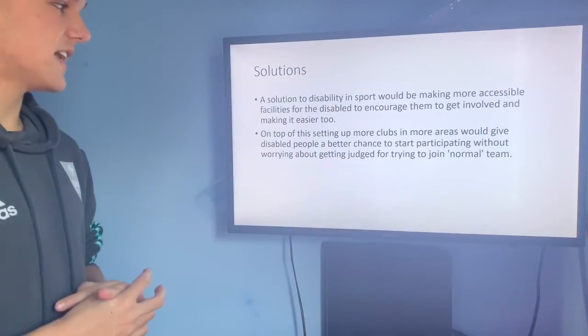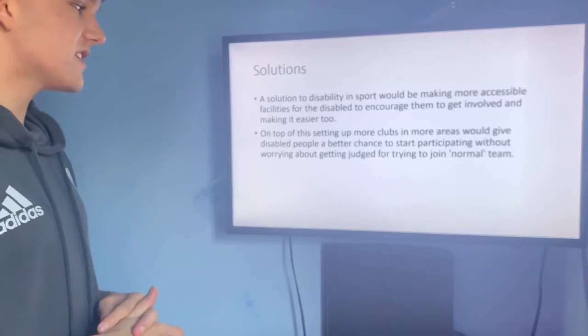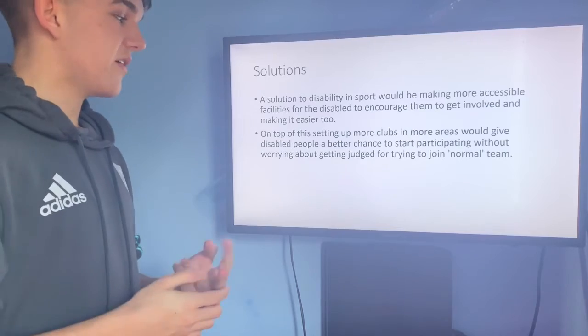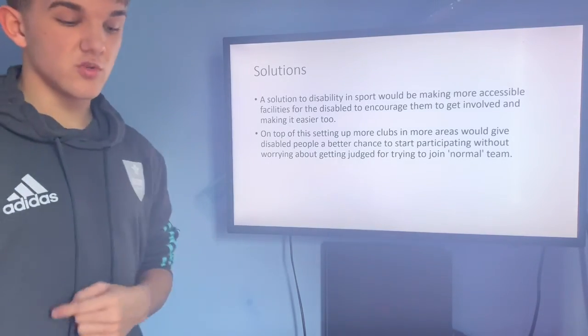On top of this, setting up more clubs in more areas would give disabled people a better chance to start participating without worrying about getting judged for trying to get into a normal team.